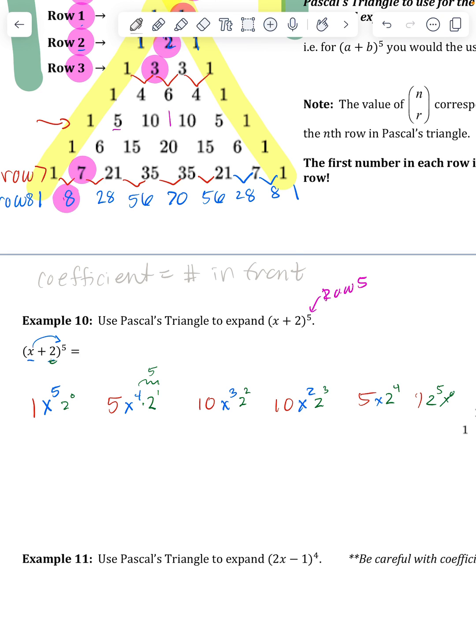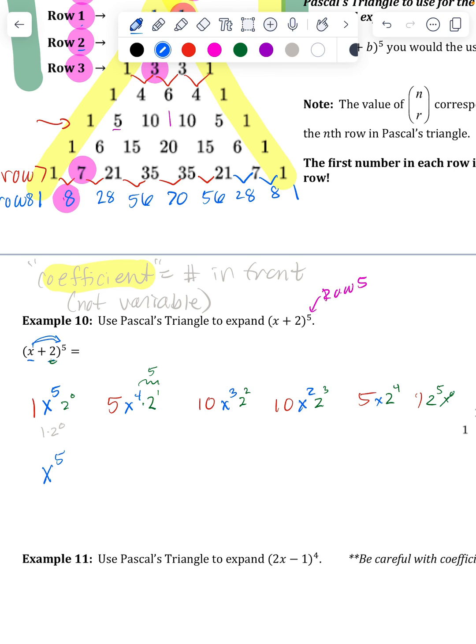And it is not the variables. So it doesn't include your x's, doesn't include your y's. It would literally be the number in front. So make sure that you remind yourself of that fun fact so that when it asks for the coefficient, you don't lose points. So what I will often do is you'll see on the answer key, I'll jot in a numbers row to think about the numbers. But here my number would be 1 times 2 to the 0, which is just going to turn out to be a 1. And so I just get 1x to the 5th, which I already knew I would get.